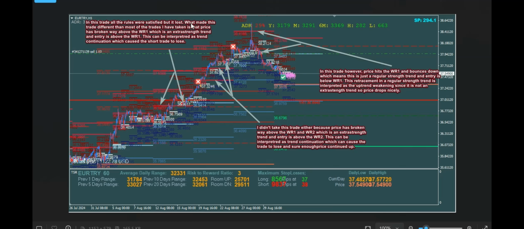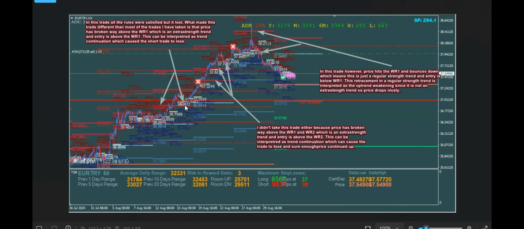So what made this trade different than most of the trades I have taken is that price has broken way above the WR1, which is an extra strength trend, and entry is above the weekly R1. So you see here, price breaks above the weekly R1, and then the entry is above the weekly R1. This is the weekly R1 here.